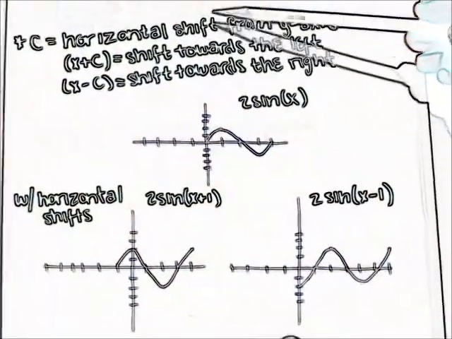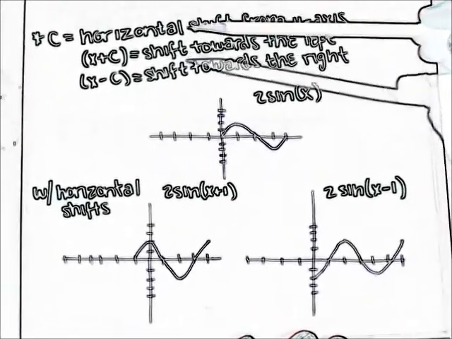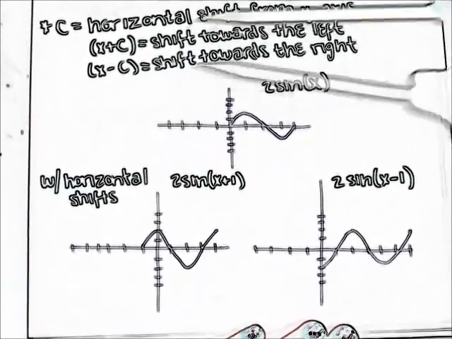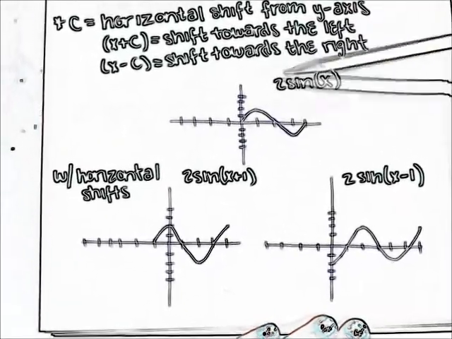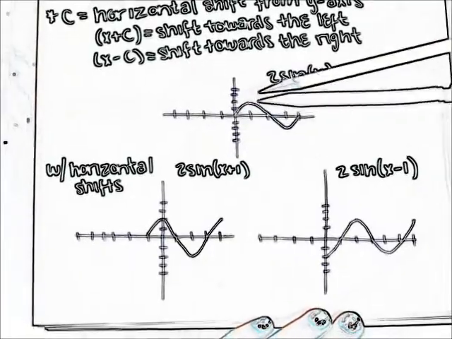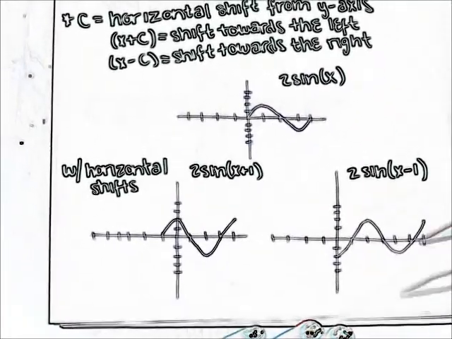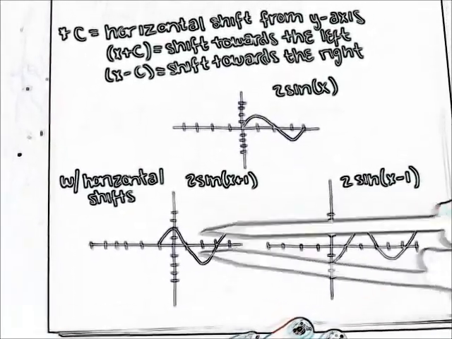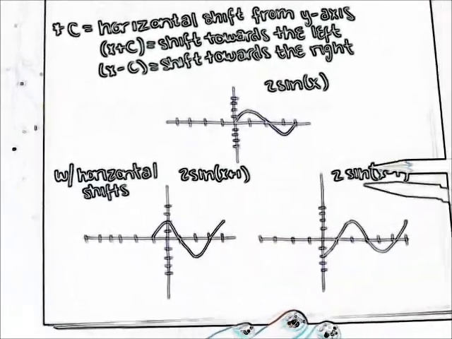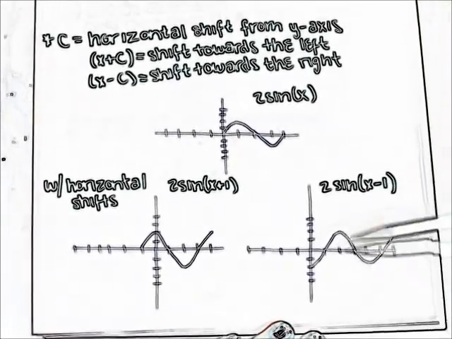C equals the horizontal shift from the y-axis. X plus c equals a shift towards the left. X minus c equals a shift towards the right. Here we have a graph 2 sine x, which doesn't have any horizontal shifts. Here we have 2 graphs with horizontal shifts. One is 2 sine (x plus 1), so it moved to the left 1 unit. Here we have a graph 2 sine (x minus 1), which moved to the right 1 unit.